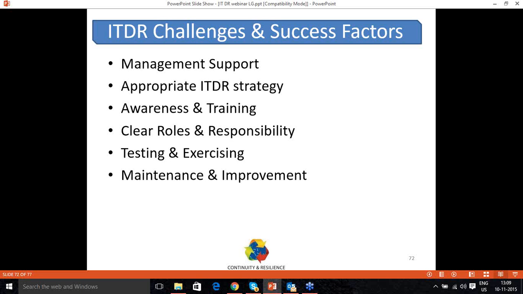So some critical success factors, challenges for ITDR are: ITDR cannot be an IT department initiative. It has to come from the top. ITDR should cater to the business requirements, not IT requirements. Do proper awareness and trainings for your staff. Make them responsible and accountable for certain things. Keep on testing their knowledge. Keep on improving by maintaining the plan. So these are the things which we need to do.